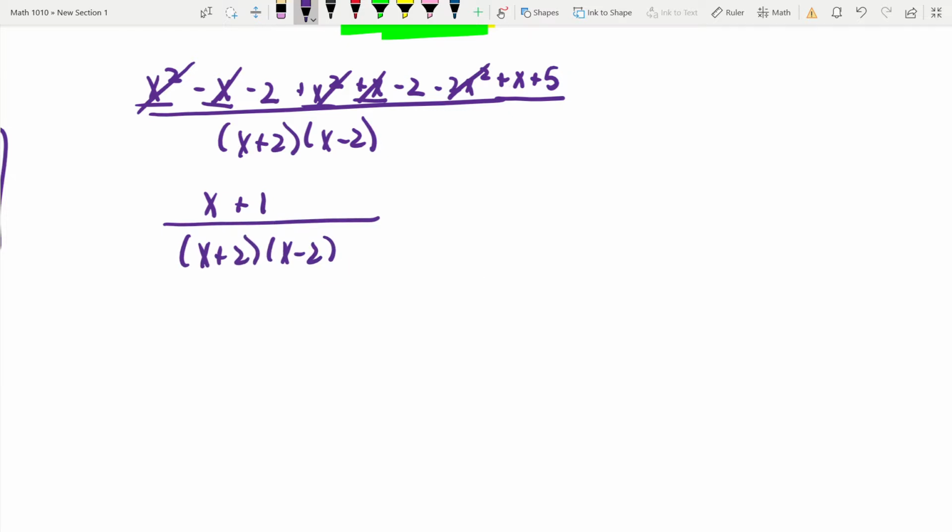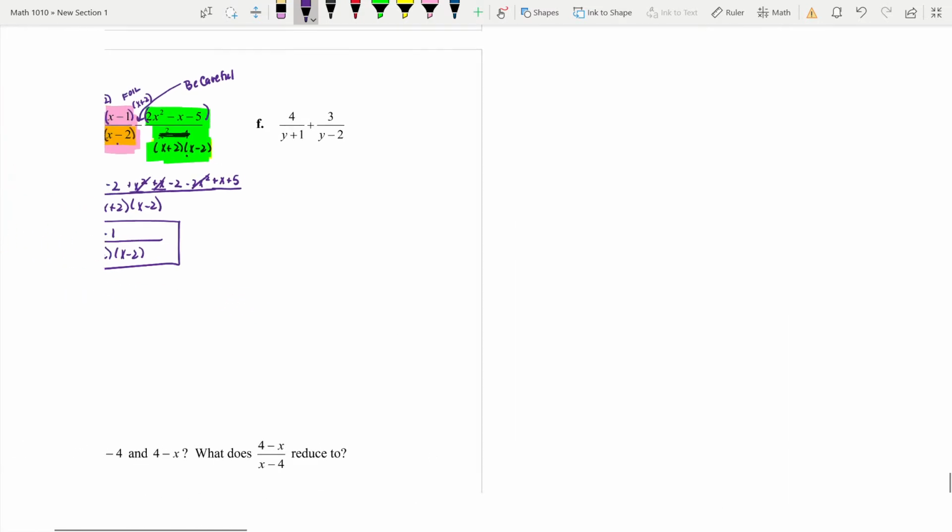Can I cancel any of those x's? Talk to me about that. Yes or no? No, they have to be identical. I can't cancel with those because this is not an x. This is an x plus 1. Okay? All right, that's it.